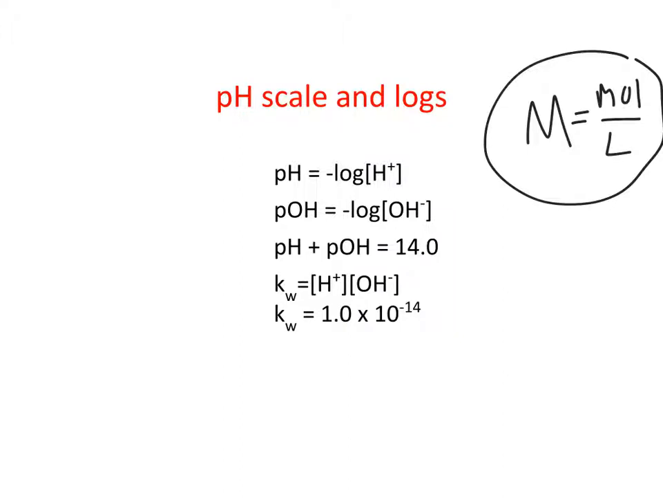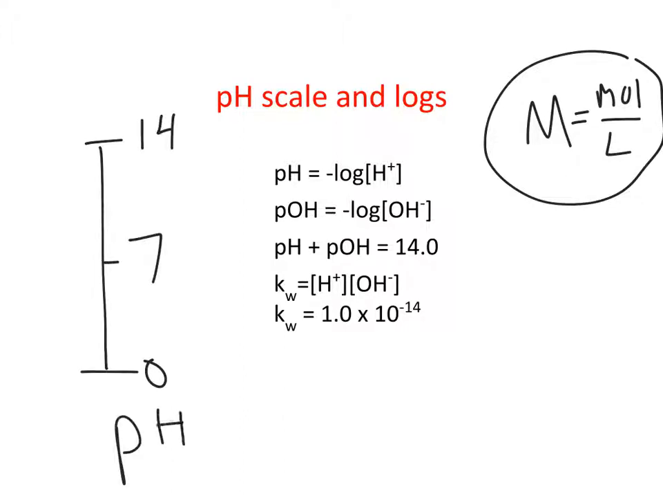Now I know that you are familiar with pH because we've had a pH scale that goes from 0 to 14, where 7 is neutral, and this is our pH scale. And we know that below 7, it's an acid, and above 7, it's a base. Now, just so people don't get confused, we've only ever discussed the pH scale.